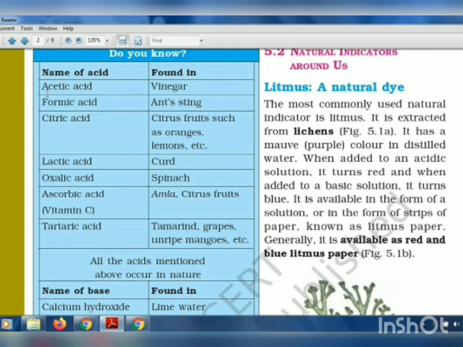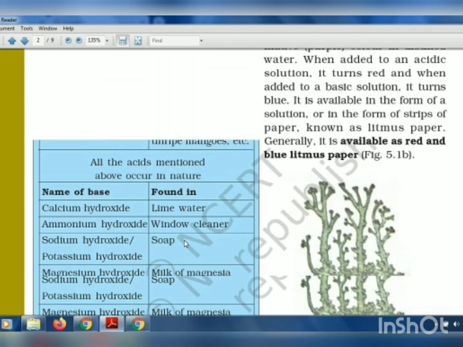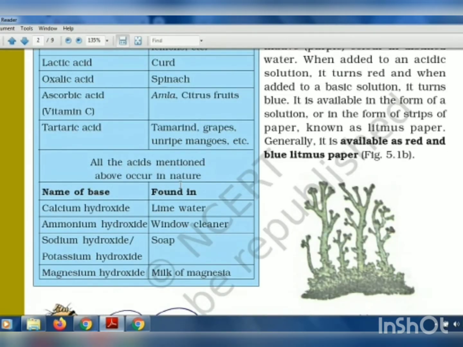Acetic acid is found in vinegar, formic acid is found in the ant's sting. When an ant bites you, there is formic acid in the sting. Citric acid is found in all citrus fruits, that are sour fruits, oranges and lemon. Lactic acid is found in curd. Oxalic acid is in spinach. Ascorbic acid, which contains vitamin C, is found in amla and citrus fruits. Tartaric acid is found in tamarind, which is imli, grapes, unripe mangoes, etc. So all the acids mentioned above occur in nature.